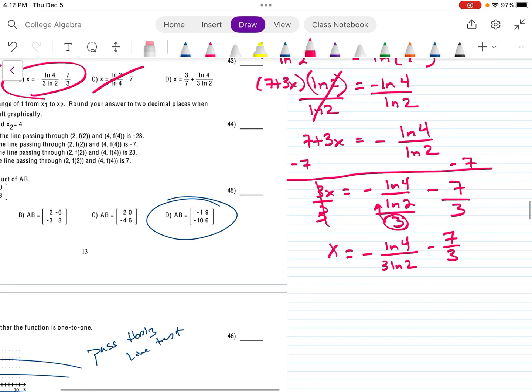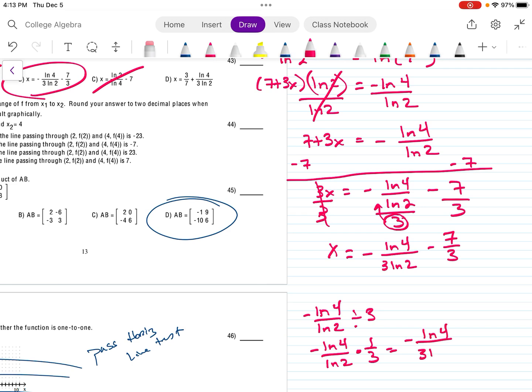And again, the reason the 3 can go on the bottom and be the coefficient, if we look at it slowly, is that it is negative ln of 4 over ln of 2 divided by 3. Then with keep, change, flip, we would say negative ln of 4 over ln of 2 times 1/3. That allows us to put the 3 in front of the ln, so it's negative ln of 4 over 3 ln of 2. All right, so that's how we're able to officially do it mathematically through some steps. I just cut off a few. So again, I hope that helps.